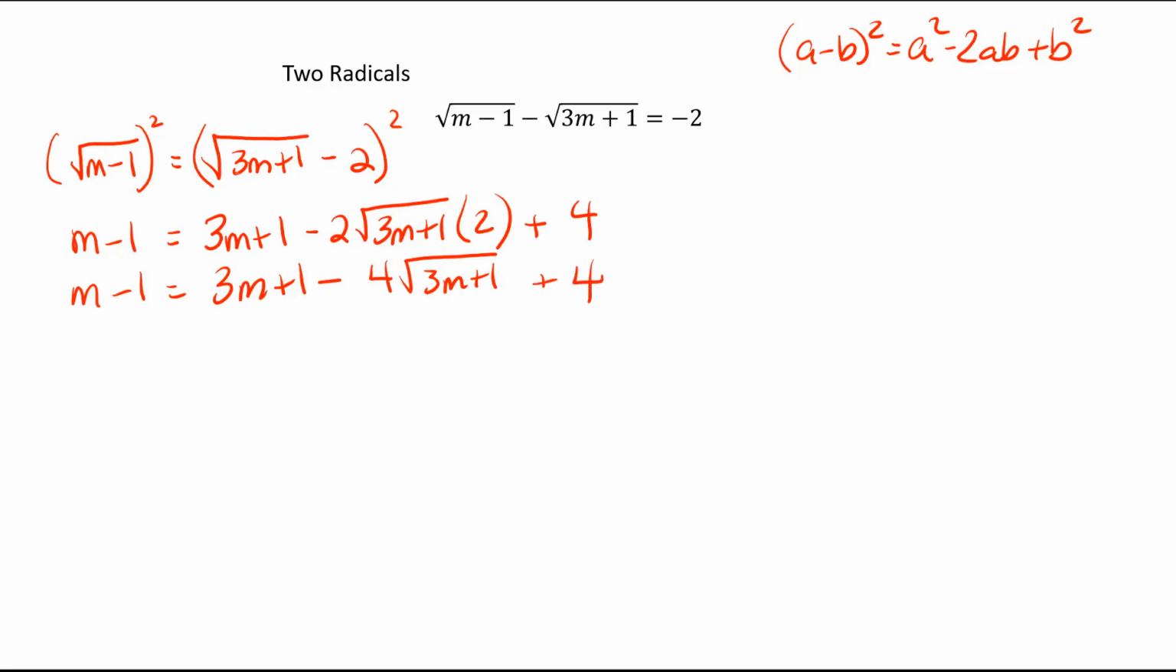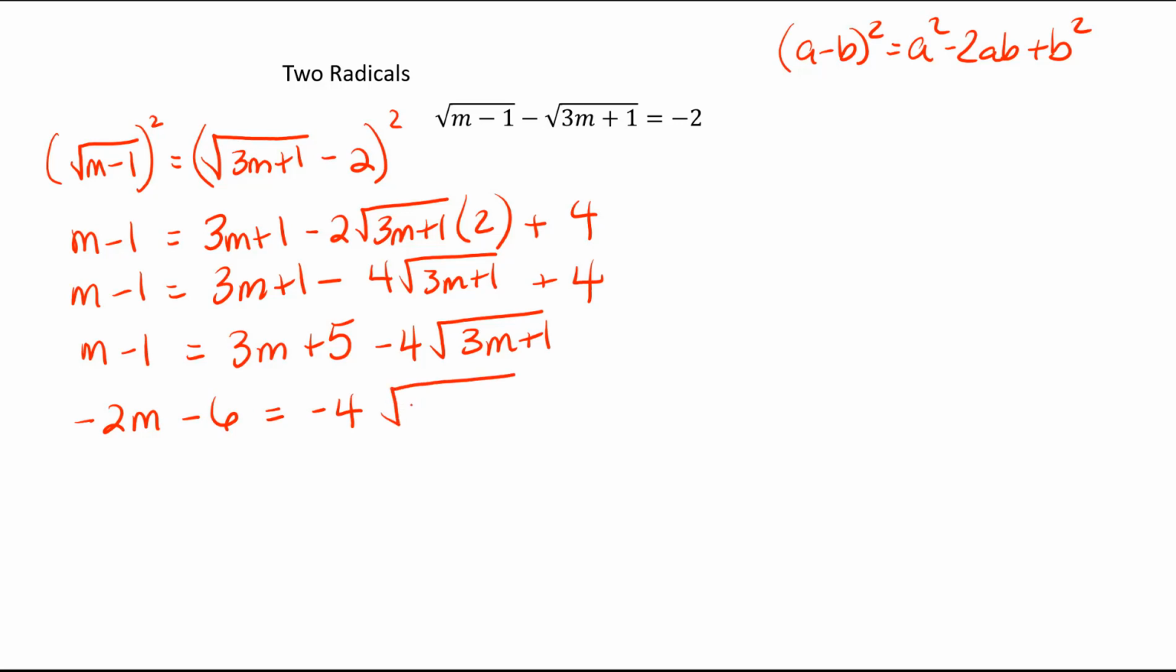Now I'm going to isolate the other radical. So I'm going to just move everything over to the left side. Well, first I'll do this. On the right side, I've got 3m plus 5 minus 4 times the square root of 3m plus 1. So I'm going to subtract 3m and subtract 5 on both sides. So I'll have negative 2m on the left minus 6 is equal to negative 4 times the square root of 3m plus 1.